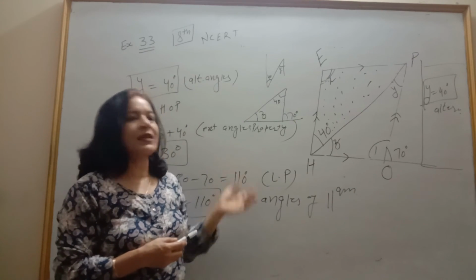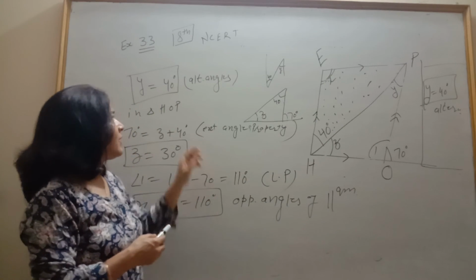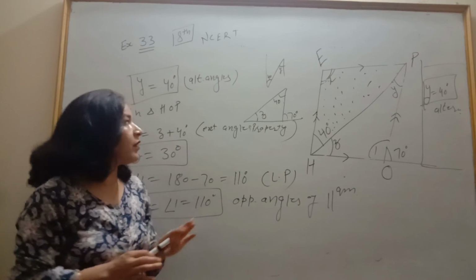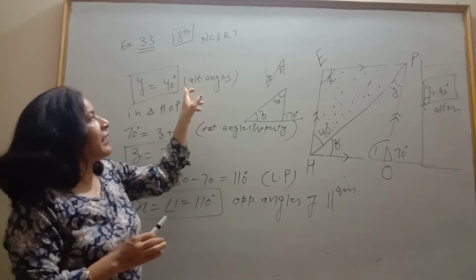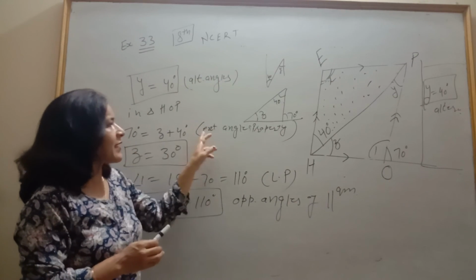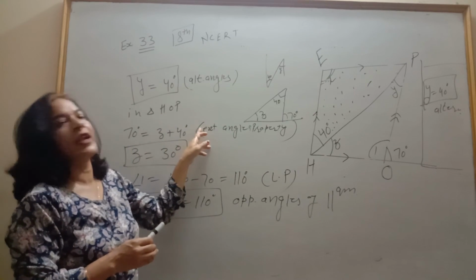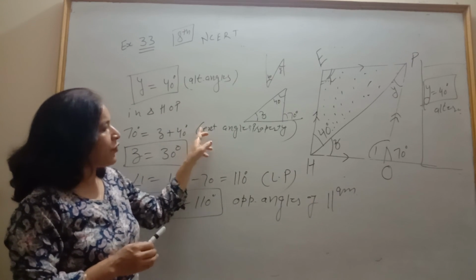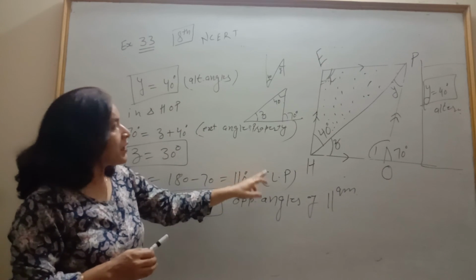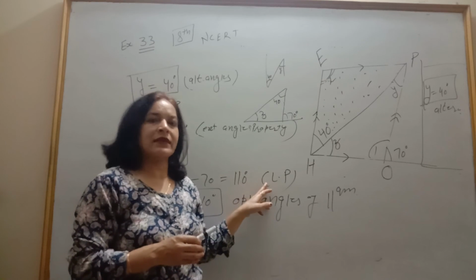Clear? Method doesn't matter. The property should be right, and it is compulsory that whichever property you use, you write the name. If you have used alternate angles are equal, write it in brackets. If you use the exterior angle property in a triangle, then write it in brackets, and also in which triangle. And if you have linear pair, then write that. The reason is a must, otherwise you will lose marks. Clear?